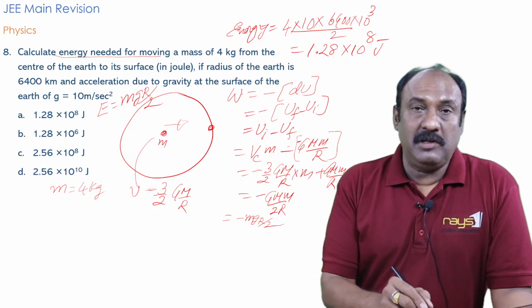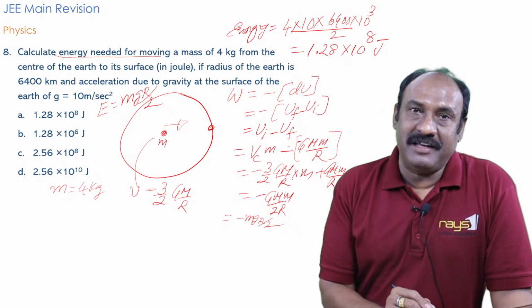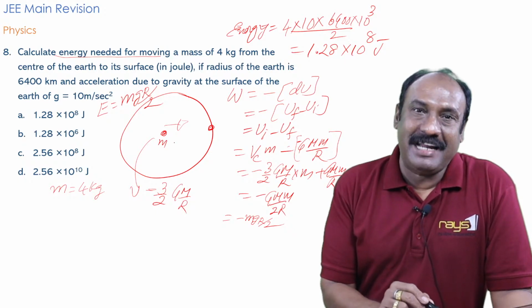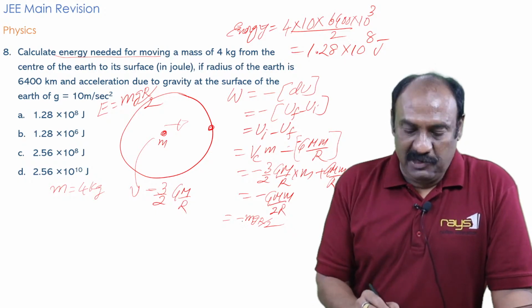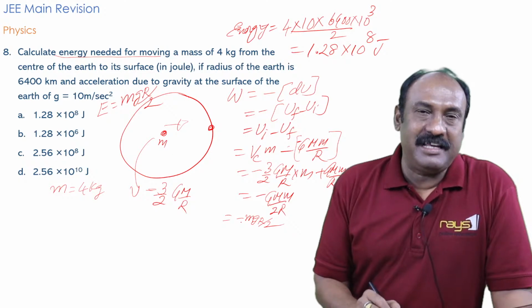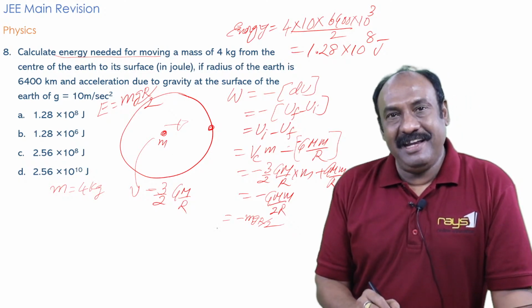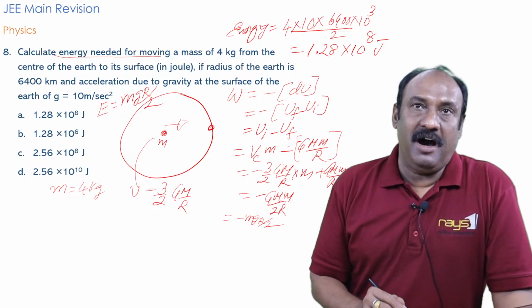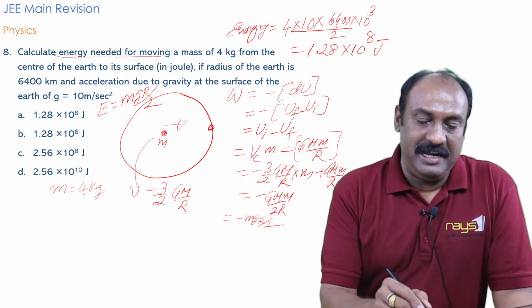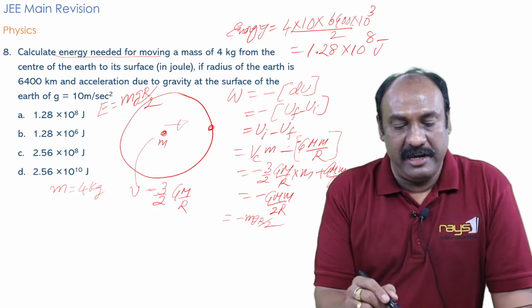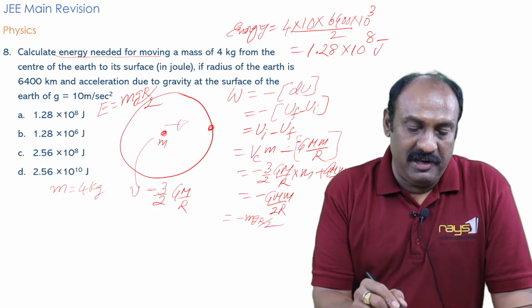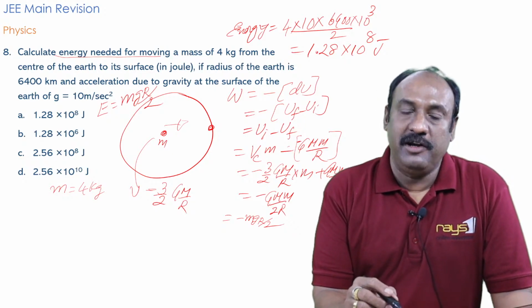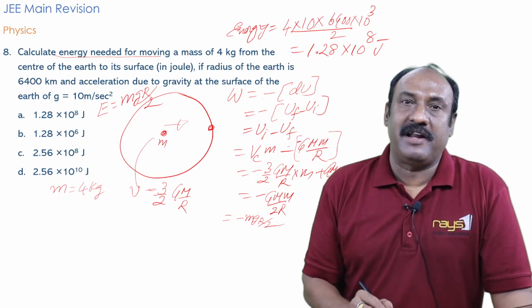So this is the amount of work done in moving the body from the center of the earth to the surface against the gravitational force. This negative sign represents work done against the gravitational force, but the energy needed to move this will be taken as positive. Therefore mgR by 2, m is 4, g is 10, R value is 6400 kilometers, by 2. From that, after calculation, we get 1.28 into 10 to the power 8 joules, which is the answer for question number 8.